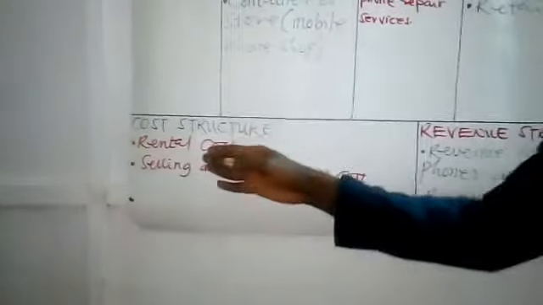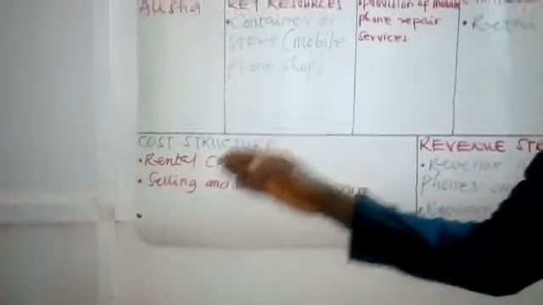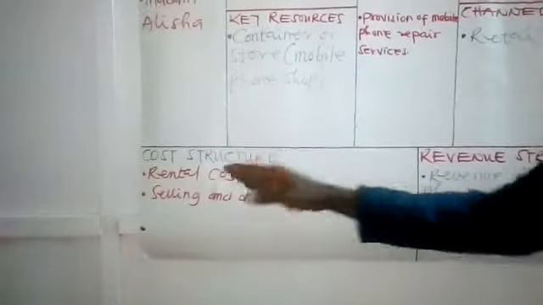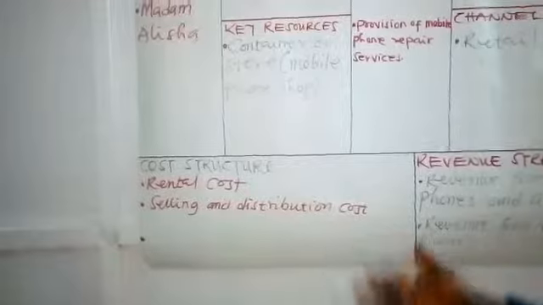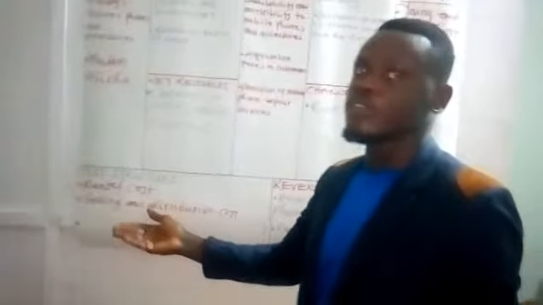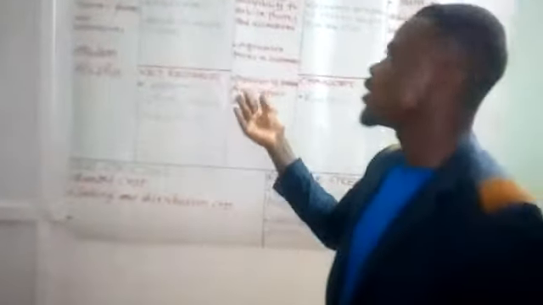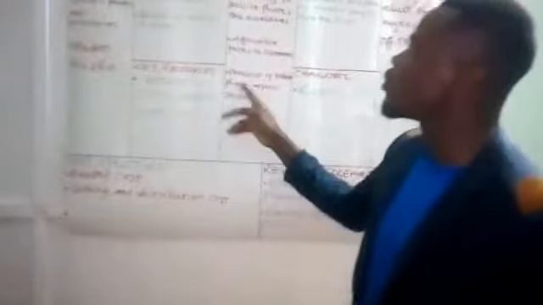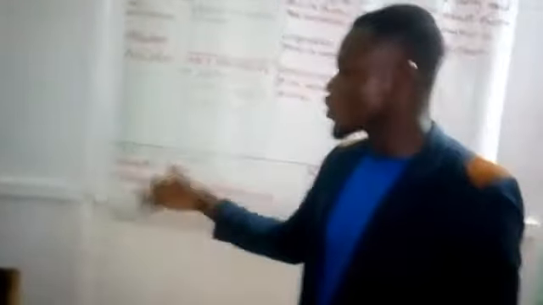Then from there we go to the cost structure. The cost structure talks about the cash outflow from your business. What are your major costs in order to put your business idea into reality or render your value to your customers? You list all those costs under this section. Then from there you go to the revenue streams.